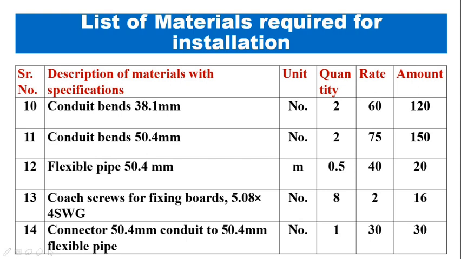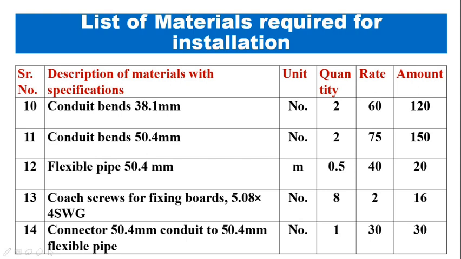Next one is 75 rupees per bend, the total is 150. Next one is flexible pipe. You have already calculated the flexible pipe of 50.4 mm as already told. So you always take 0.5 meter. The rate is 40 rupees per meter, so for half meter you will require 20 rupees.